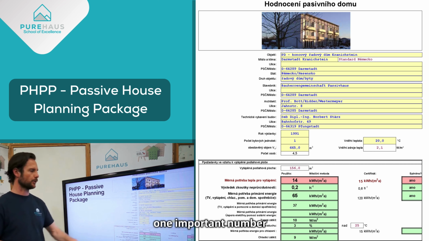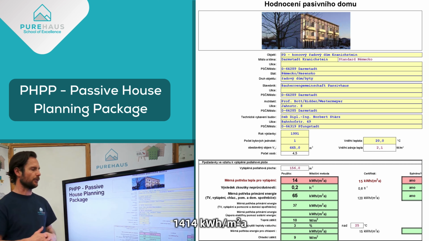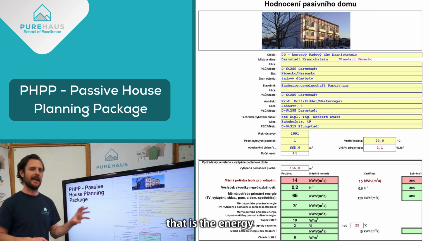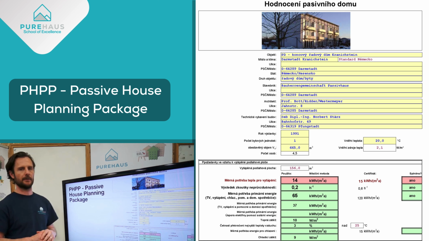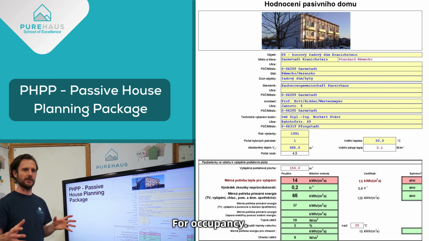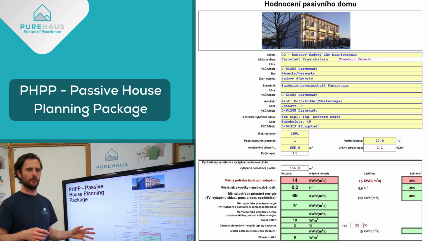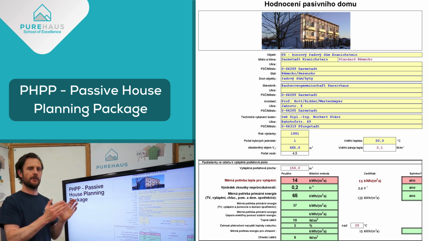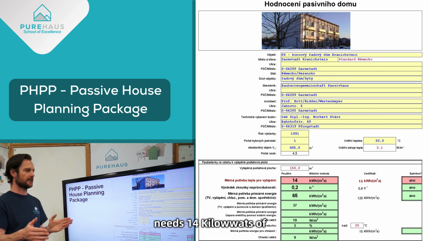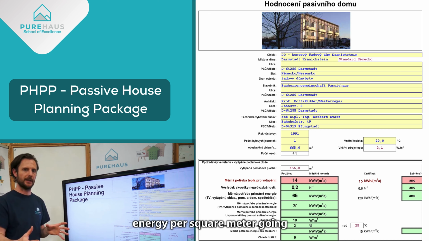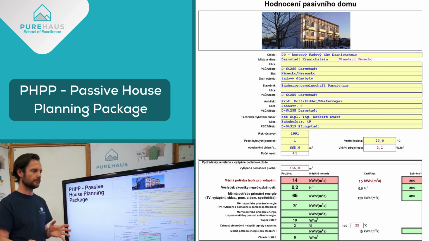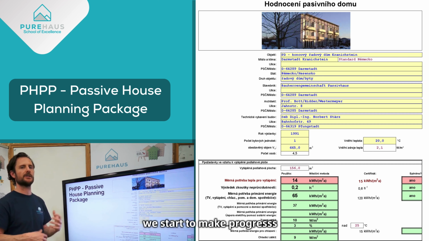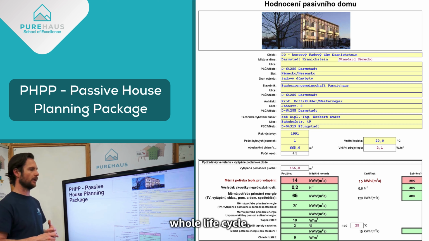Come up with one important number. 14 kilowatt hours per meter squared per annum. That is the energy demand of that building for occupancy. So once the building's been built, whether it's out of timber or concrete, and the embodied carbon aside, the building needs 14 kilowatt hours of energy per square meter going forward. So that is its assessment. We add that to the embodied carbon, and we start to make progress in understanding that whole life cycle.